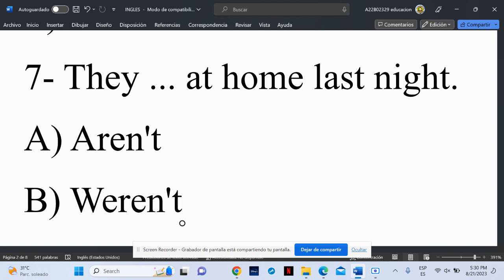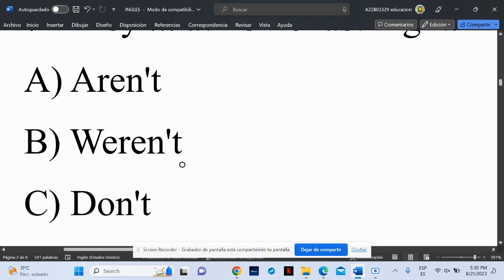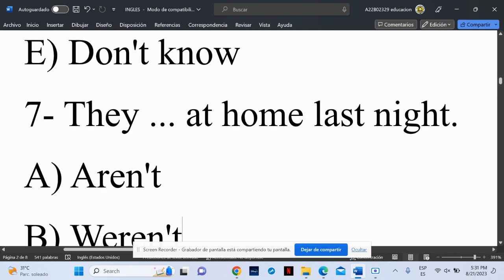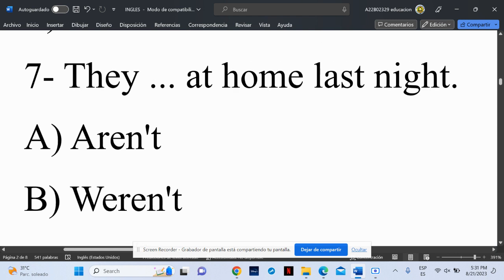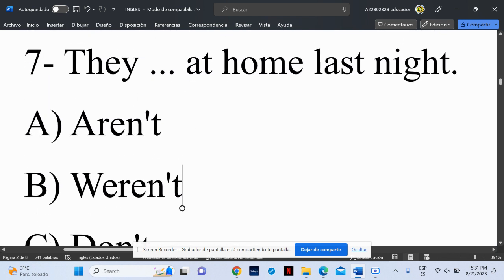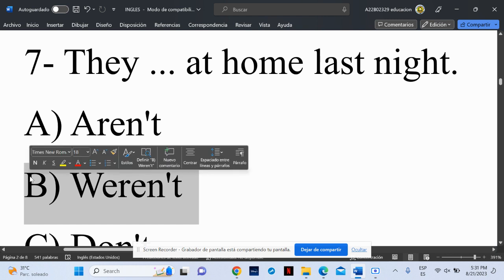Entonces, here we needed to use a verb that expresses, tenemos que utilizar el verbo to be, una expresión del verbo to be en negativo que exprese que la persona no estaba. Las únicas expresiones del verbo to be que tenemos van a ser aren't and were. En este caso, como estamos expresando un tiempo verbal diferente, vamos a utilizar were. Weren't at home last night. That's the correct answer, the correct word in that case.